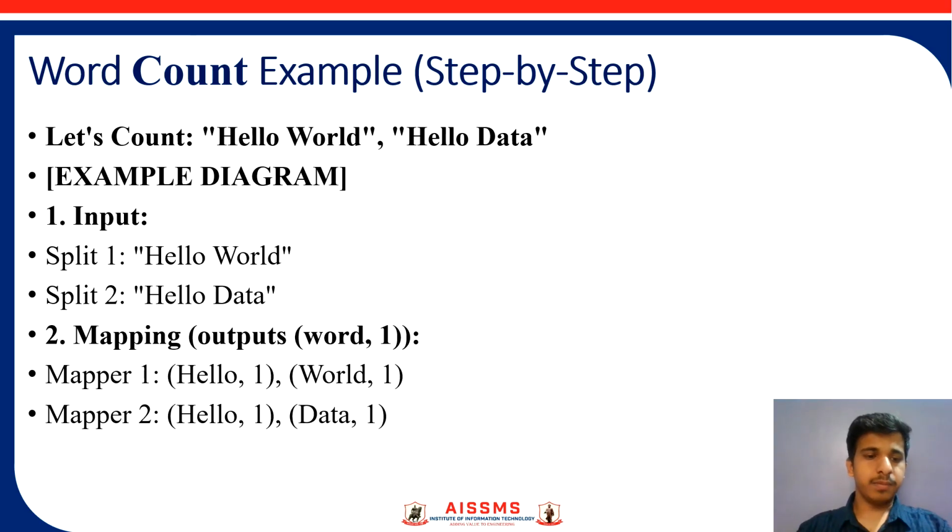Word count example. So now let's understand this with a simple example. Suppose our input consists of two small sentences, hello world and hello data. First, during the splitting step, these are divided into two parts, split 1 and split 2. Split 1 contains hello world, split 2 contains hello data. Next, the mapping stage processes each split. Mapper 1 produces hello 1 and world 1. Mapper 2 produces hello 1 and data 1.